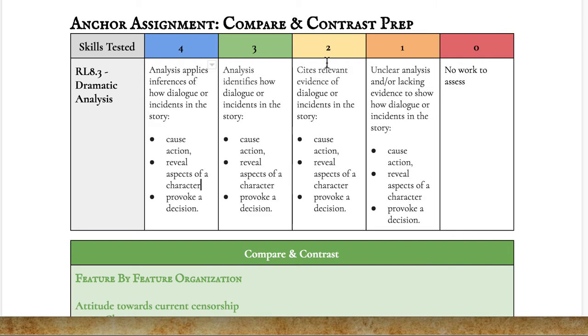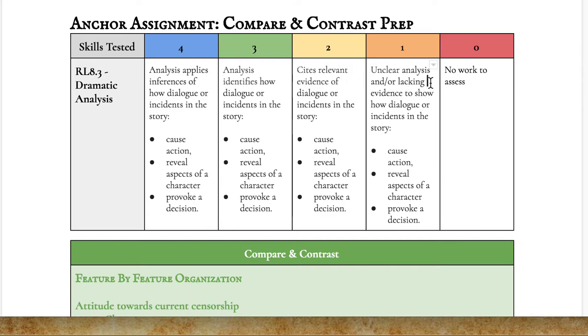Now, a 2 is going to cite relevant evidence of dialogue or incidents in the story. So the relevant evidence might not directly identify. It might be a bit of a stretch for us, but we could see how you get to that evidence being helpful, but you're starting to push the boundary of the evidence actually being useful. Like number 3 here would be if you found a line from a character who's just like, books are banned and I don't like them. That would be a 3. A 4 would be you find something about a character that explains how they would feel about books. And then a 2 is the evidence kind of works, and we can see what your idea is, even if it's imperfect.